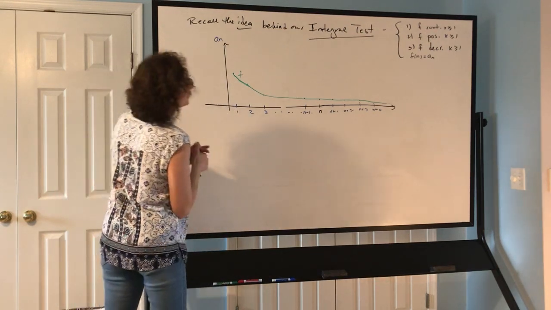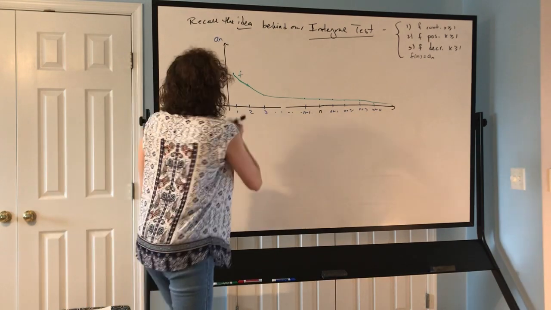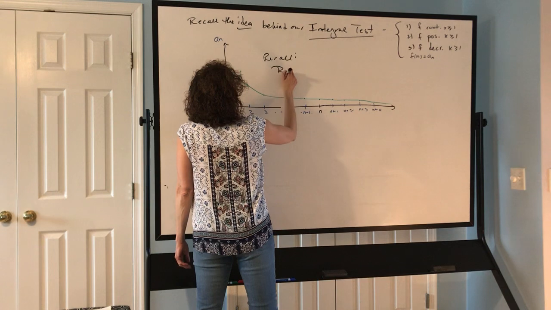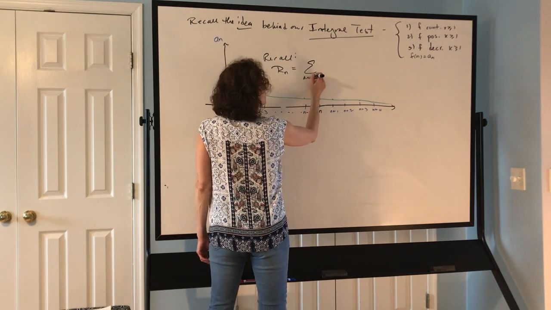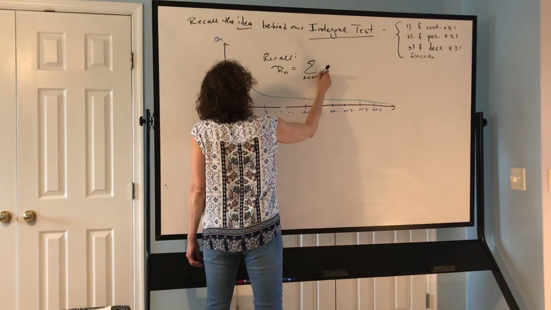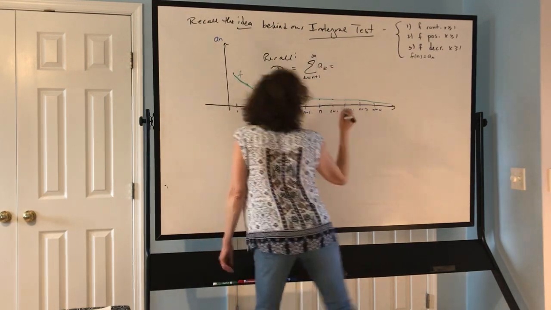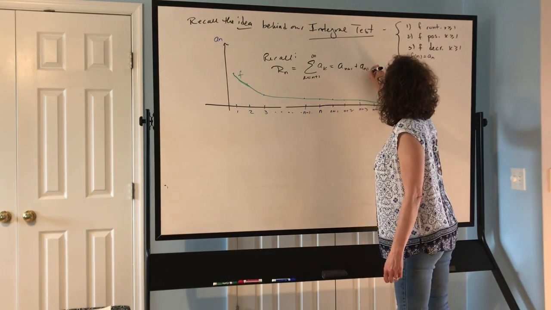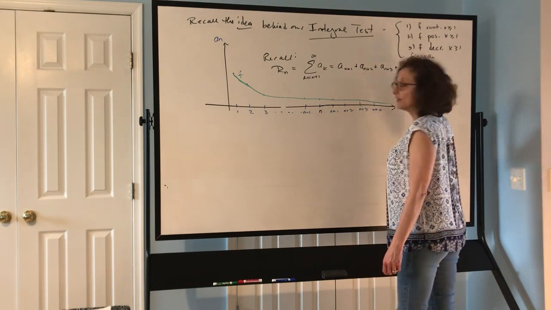All right, let's look at our guy Rn. That's what we want to do. So recall, what was Rn? Well, it was the sum, k equals n plus 1 to infinity, of a sub k, which is a sub n plus 1 plus a sub n plus 2 plus a sub n plus 3, on and on and on forever. Yes?